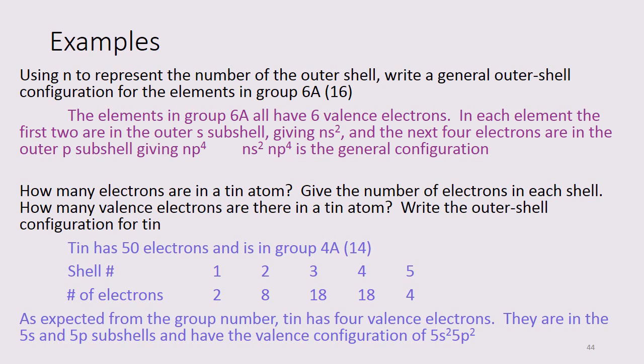And notice that it's in group 4A, so it has 4 valence electrons. It has the configuration 5s2, 5p2. Even though the 4d's come in between, remember the 4's are a level lower, so we only count the fifth shell electrons, and so it has 4 valence electrons.